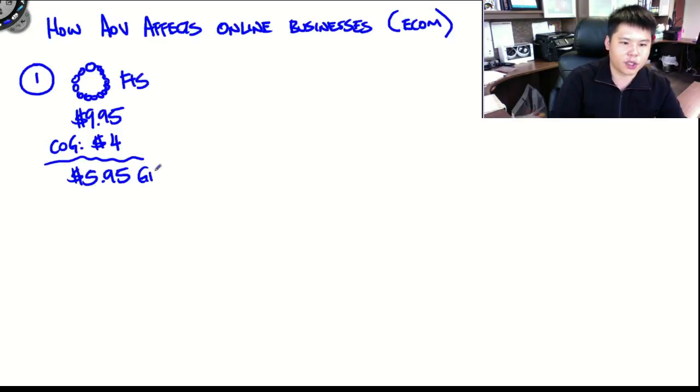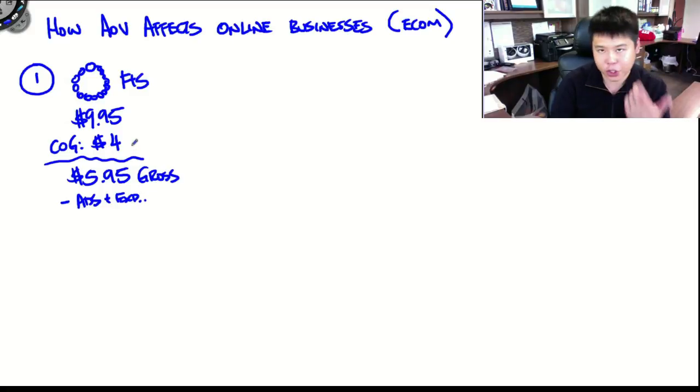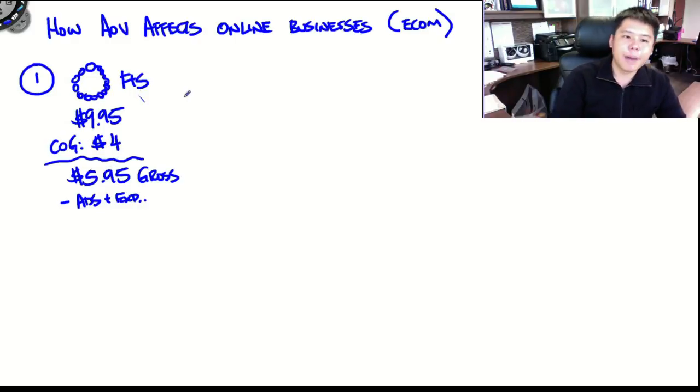$5.95 gross. And from here, you still have to subtract ads plus expenses. For example, you have to pay for the Shopify fee and all those other things. So technically, you don't really make any money. As a matter of fact, a lot of people don't make money from step number 1. But what happens next is that you want to go into step number 2.